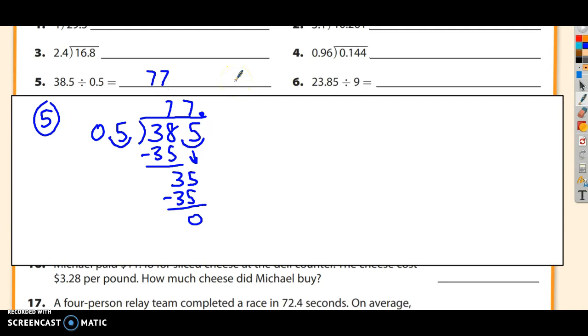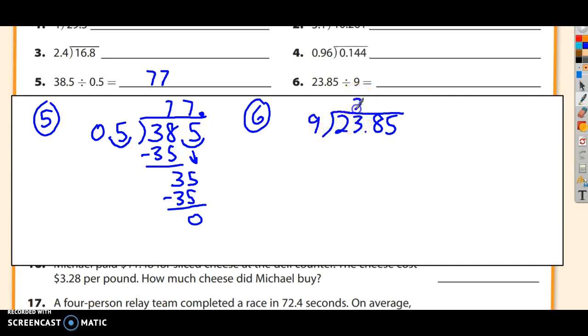Cool. So number 6. 23 and 85 hundredths divided by 9. 9 is a whole number, so I don't have any moving of decimals here. This was like number 1 too. So we don't have to move any decimals. We're good to go right now.